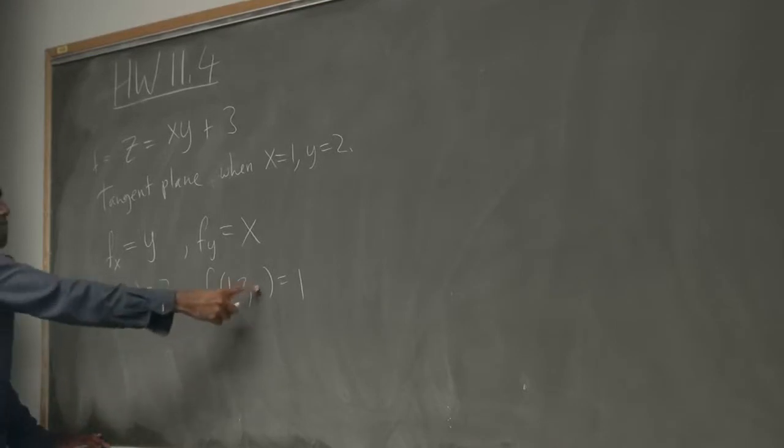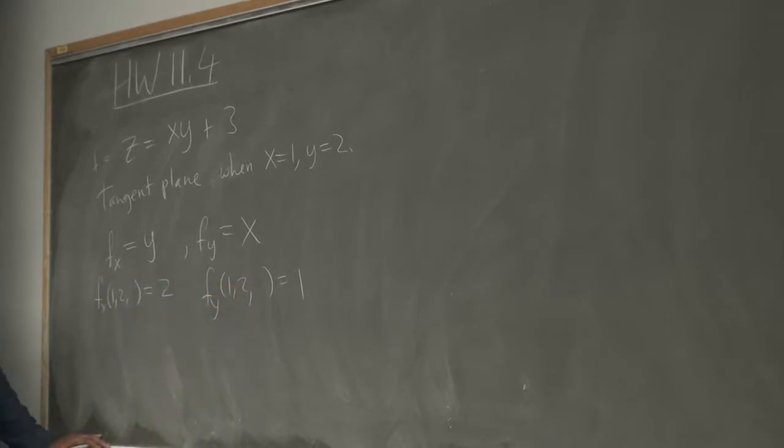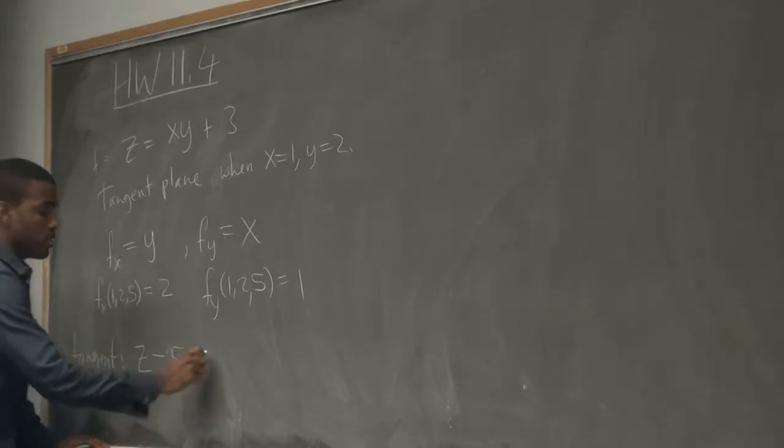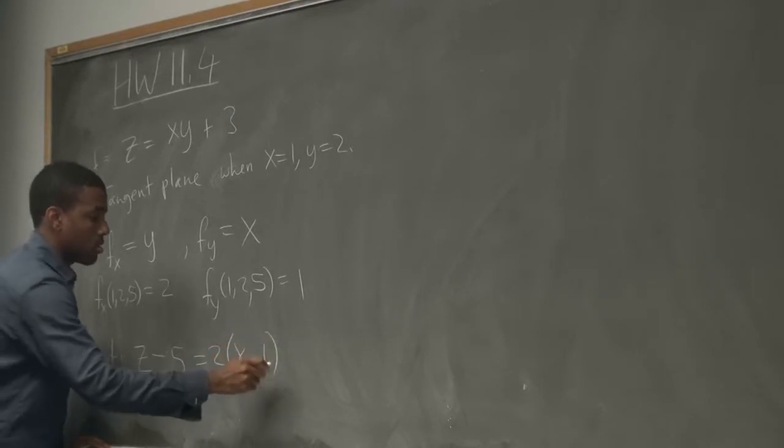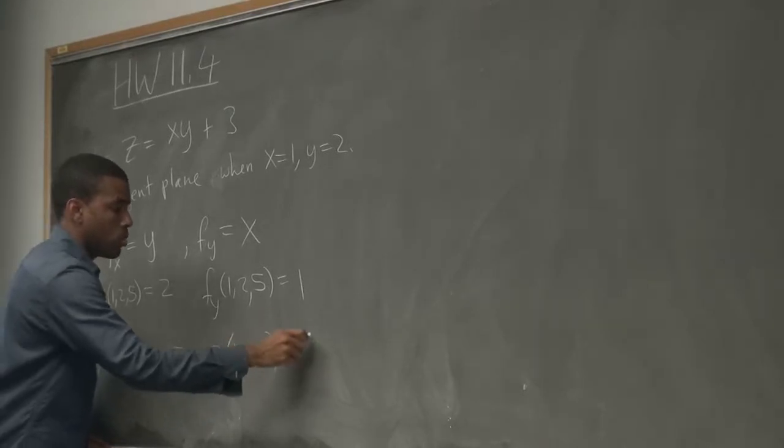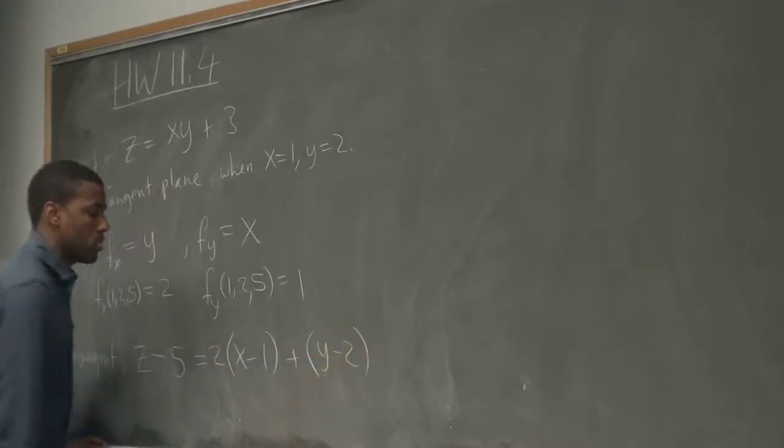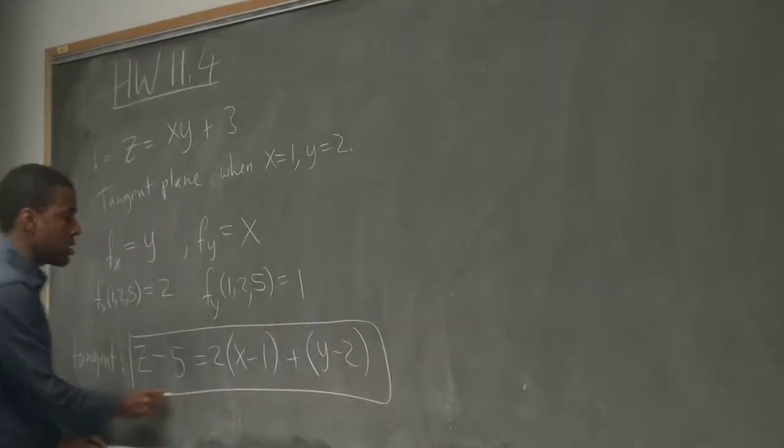What's the third coordinate? No, you plug in 1 and 2 in the first. You plug in 1 and 2 here. Yeah. So it'll be 1 times 2 is 2, plus 3 is actually 5. Your z at this point is 5, by plugging into here. So now what's the tangent plane? z minus 5, the 5, right? It's the z coordinate for the point. Equals 2 times (x minus 1) plus 1 times (y minus 2). That would be the tangent plane at the point where your x is 1 and your y is 2.